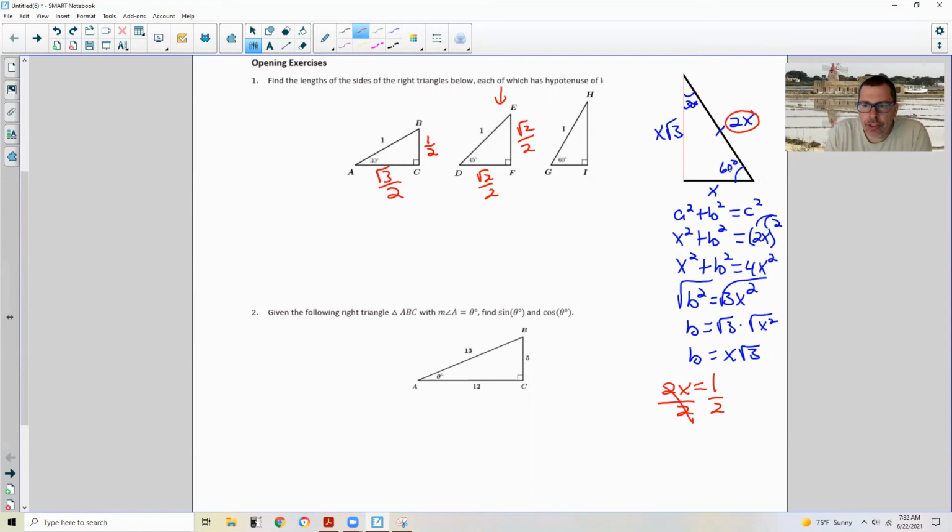Okay? And the 60 is just the other angle. Now we're just going to switch it. The side opposite the 60 is that x root 3, which was root 3 over 2. So this is the square root of 3 over 2. And this side is the half. Okay? So hopefully, if you hadn't seen this before, this is where the special right triangles come from. A square cut in half and an equilateral triangle cut in half.